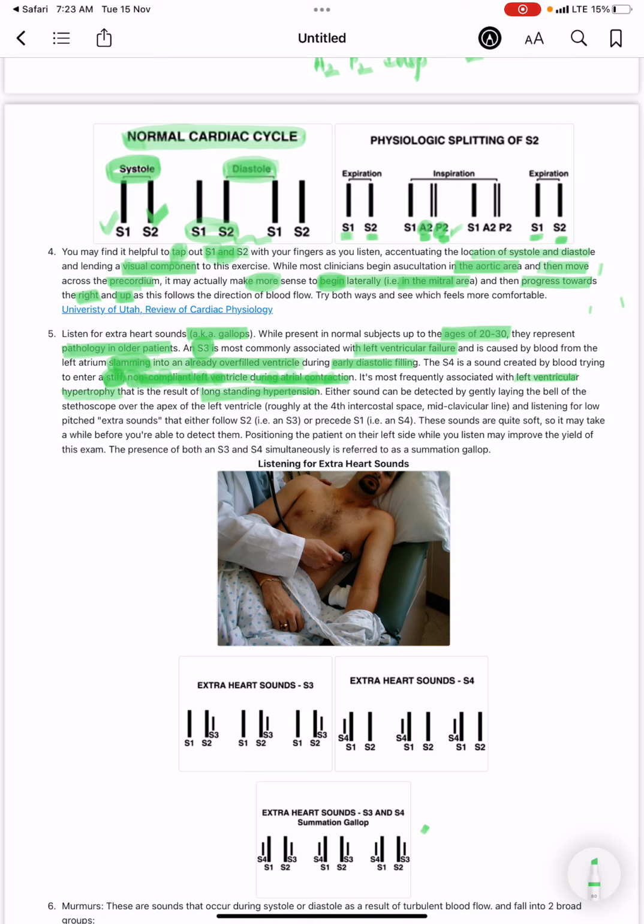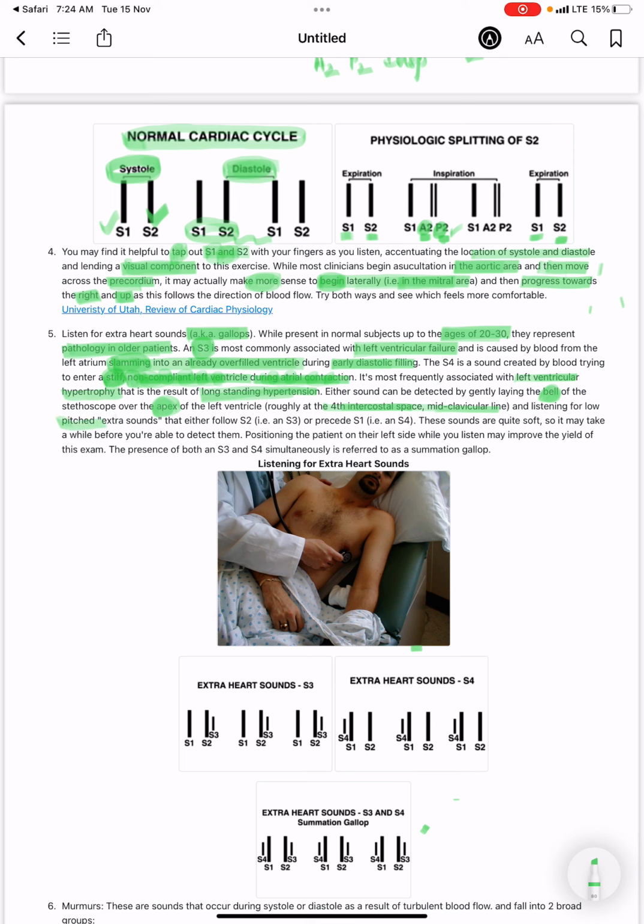Either sound can be detected by gently laying the bell of the stethoscope over the apex of the left ventricle. If you have to listen for S3 and S4, you have to place the bell of the stethoscope at the apex of the left ventricle, roughly at the fourth intercostal space, mid-clavicular line.